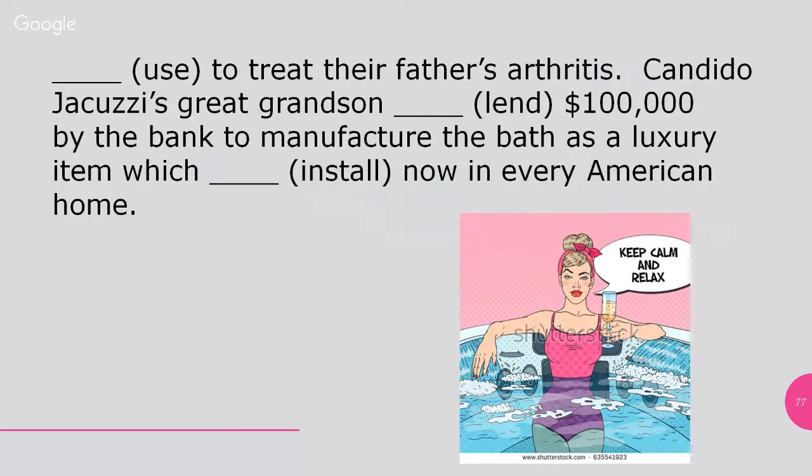Candido Jacuzzi's great grandson was lent $100,000 by the bank to manufacture the bath as a luxury item, which is now installed in almost every American home. You can see a picture of the jacuzzi.